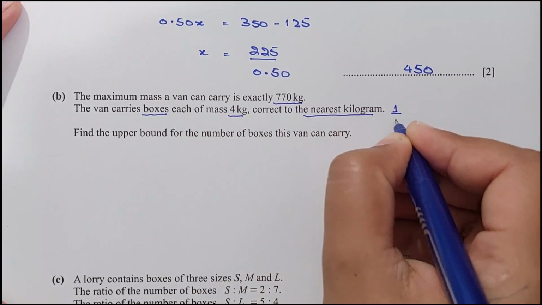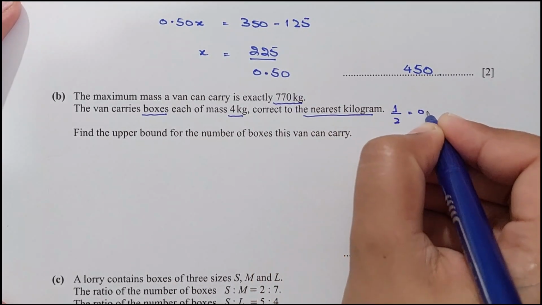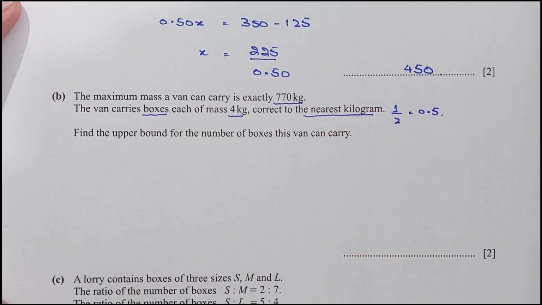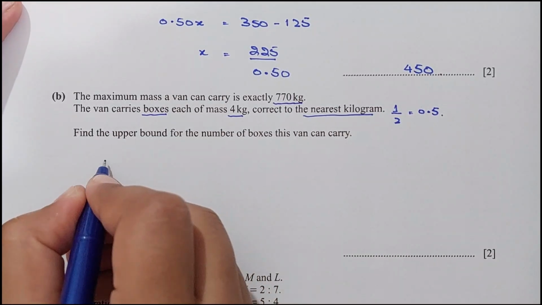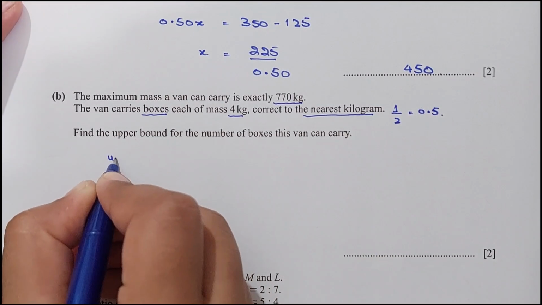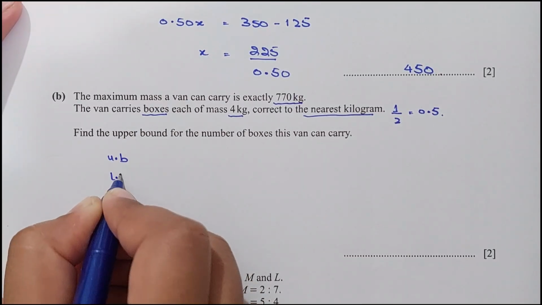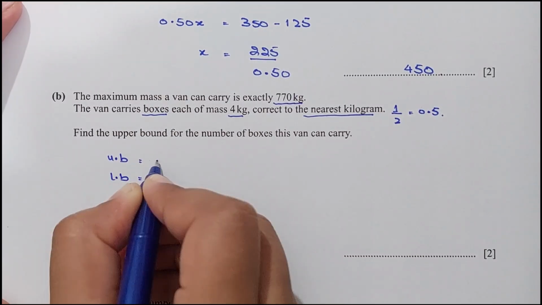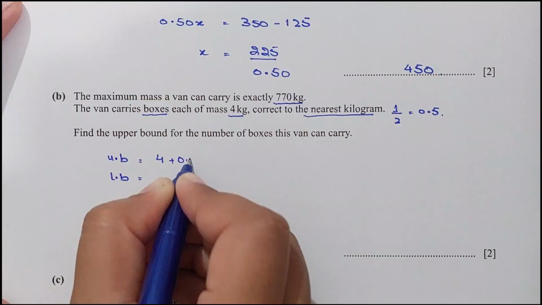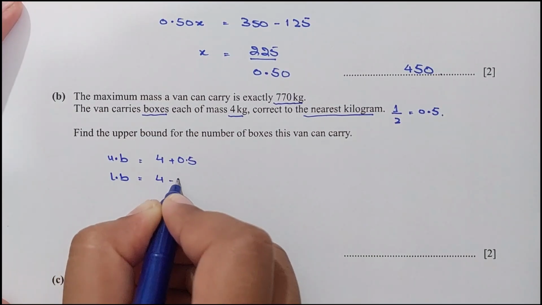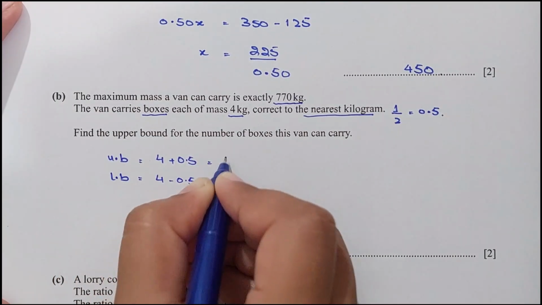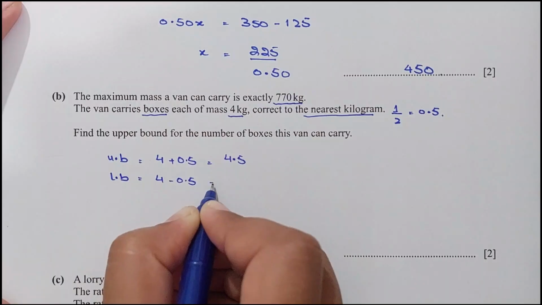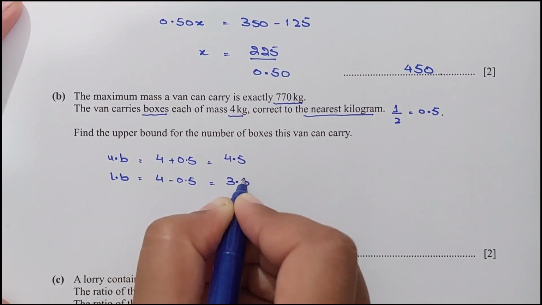So this is 1 by 2, which is 0.5. Alright. So to get the upper and the lower bound, in 4 kilogram we add 0.5 and in 4 kilogram subtract 0.5. So this would be 4.5 and 3.5. These are the upper and lower bounds.